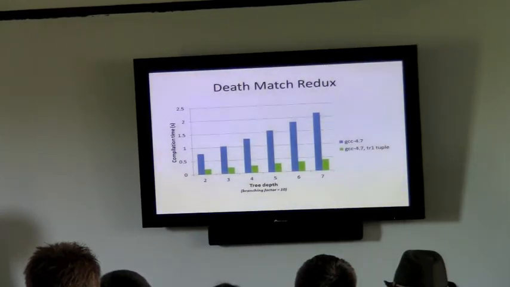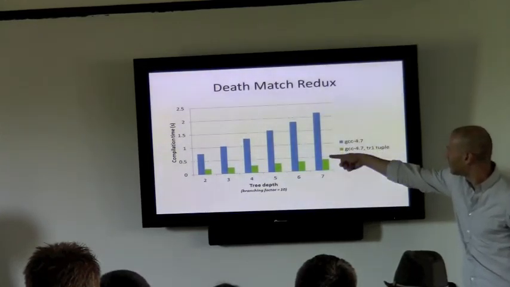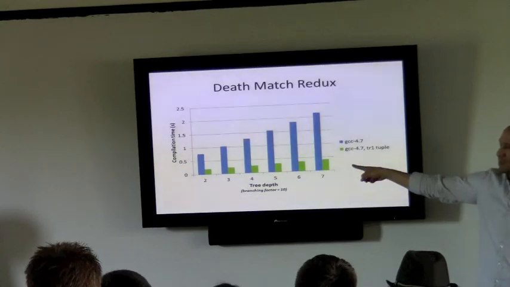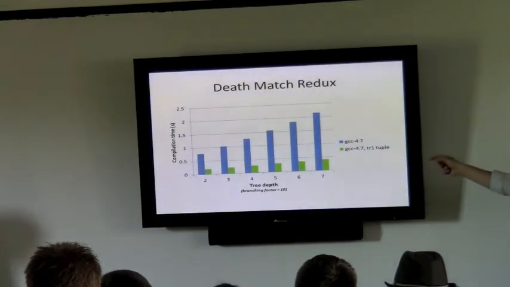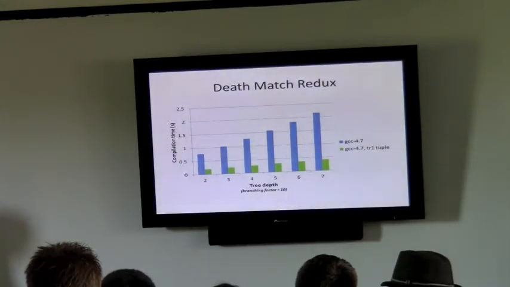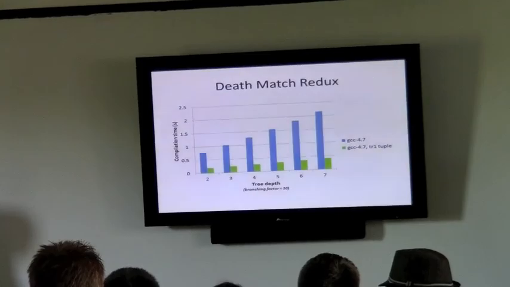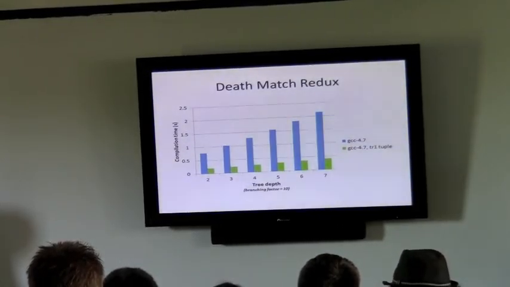Okay, so here is GCC 4.7. And here's GCC 4.7 with a TR1 style tuple that does not use variadic templates. Is anybody surprised by this? I'm a little surprised. You're a little surprised by this? Have you done this test with Clang? I have not. I've only done it with GCC. Okay. But I'm going to get into why.